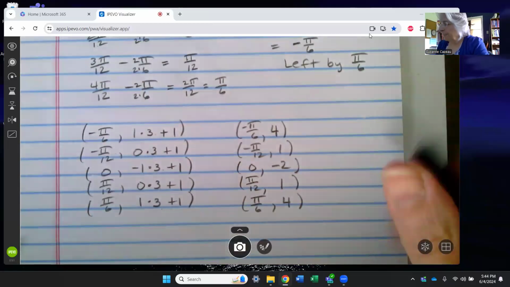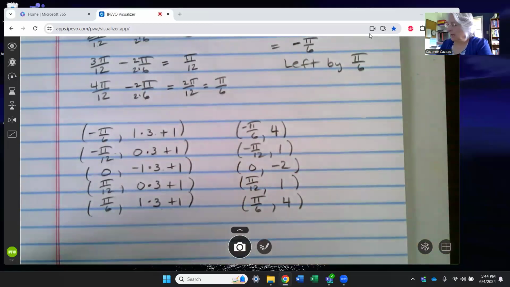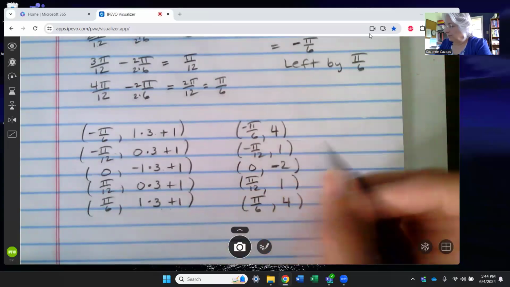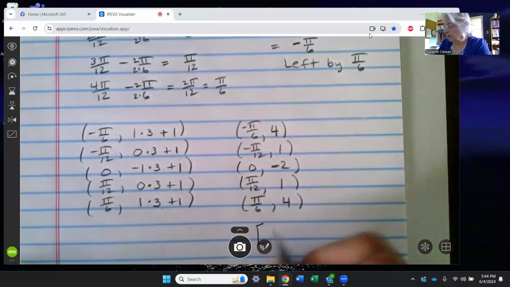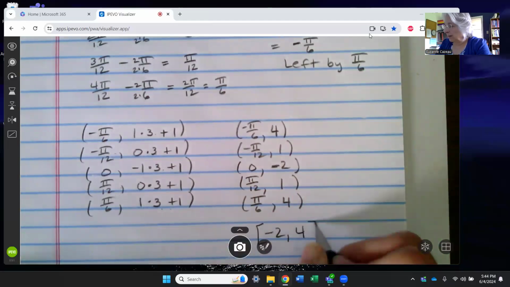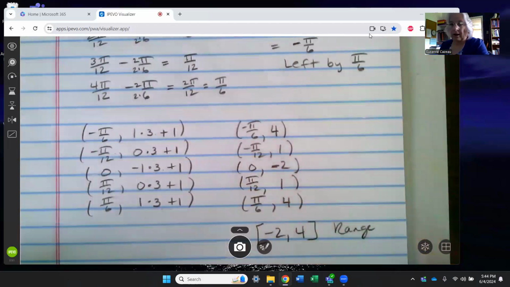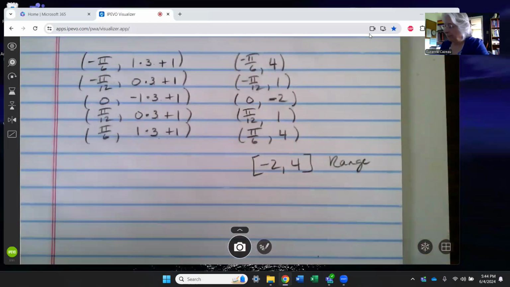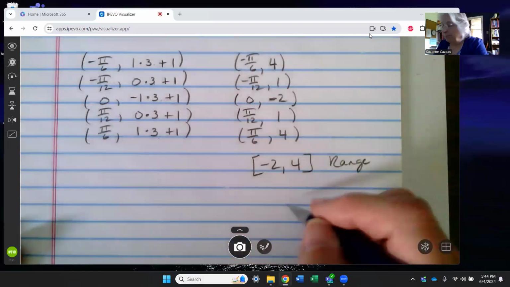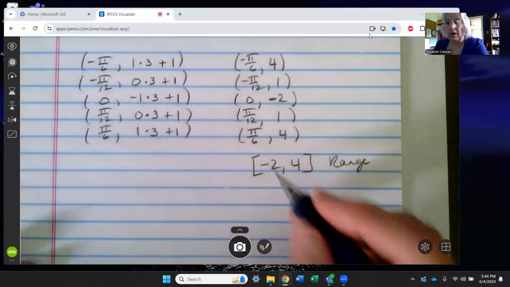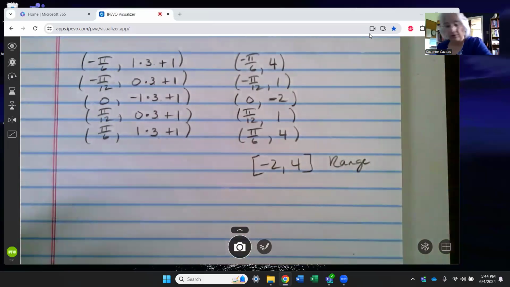When you're shifting, notice that you've got this low point here. So this is going to help you with your range. You've got negative 2 to 4 as your range. It's easier to see now that you're going negative 2 to 4 after you've shifted it up 1 unit. And you're going to pick the graph that does cross down into the negative.